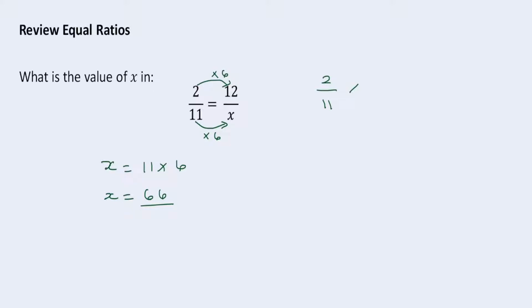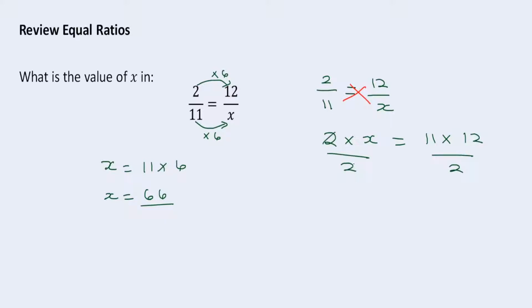So we're dealing with the cross product approach. This is going to be equal to 12 over x. So what I'm going to do here is we're going to have a cross product. What that means is that we have 2 multiplied by x equal to 11 multiplied by 12. So we're going to divide both sides by 2.